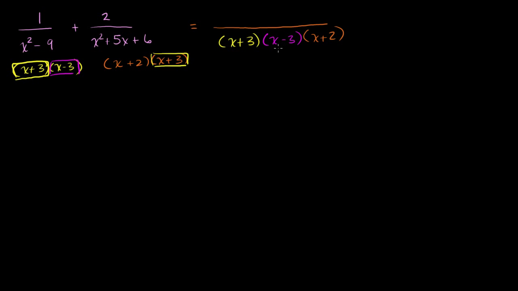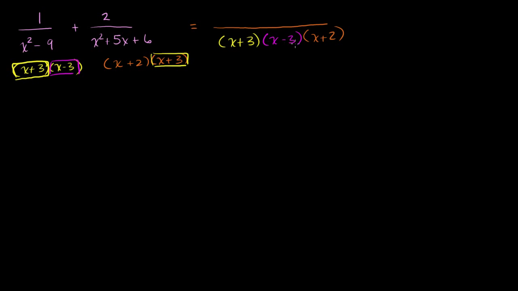Another way you could have thought about it is that it's going to have all of the factors of this guy, which are x plus 3 times x minus 3. And then it also has to have all of the factors for this guy. Well, we already have an x plus 3 there, so we only have to add on the x plus 2, and that saves us from multiplying both of these expressions together. This is the least common denominator.